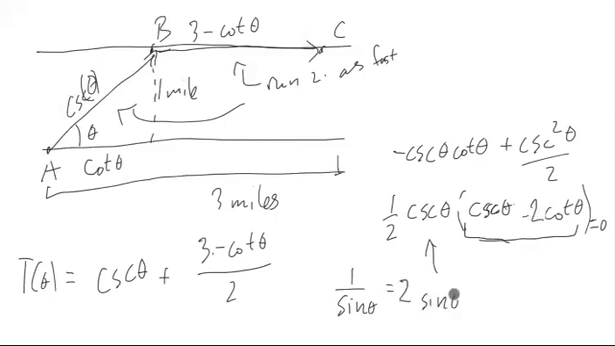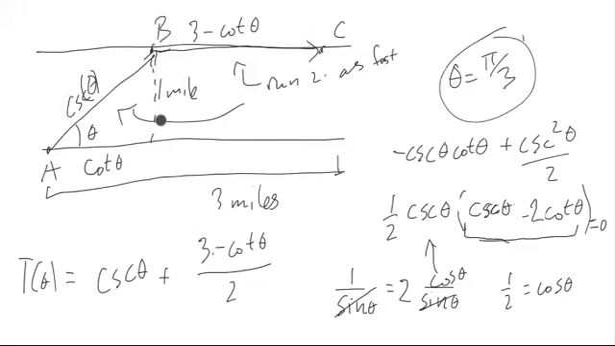We got a sine theta and a cosine theta. Notice that we can ignore the sine thetas for a minute and divide by 2. We're going to get cosine theta is equal to 1/2, and that's going to be at pi thirds. So theta equals pi thirds is the angle that will minimize the time.